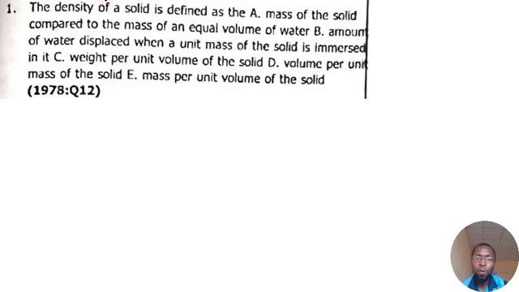B, amount of water displaced when the unit mass of the solid is immersed in it. No. Weight per unit volume of the solid. No. The volume per unit mass of the solid. No. Mass per unit volume of the solid. Yes. So E is the correct option. The formula for density is mass per unit volume, that's mass over volume. That's a very straightforward question.